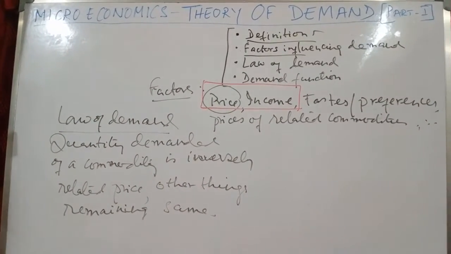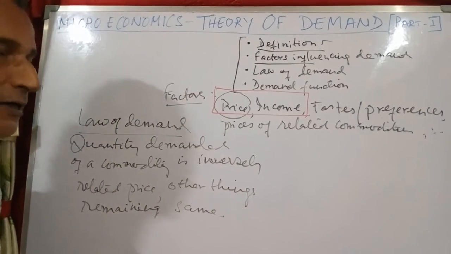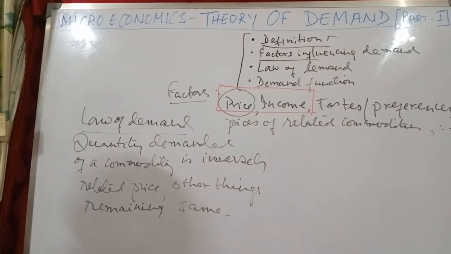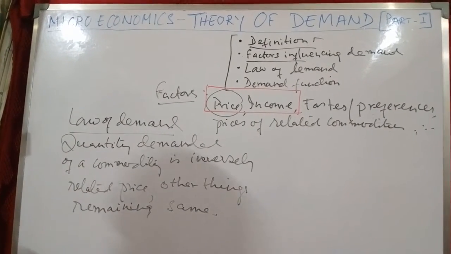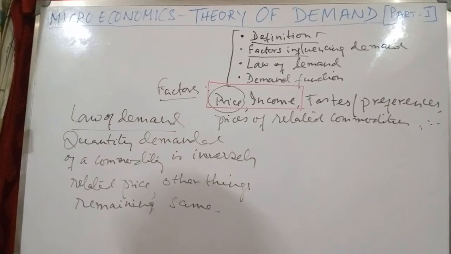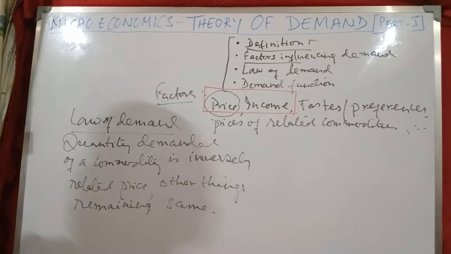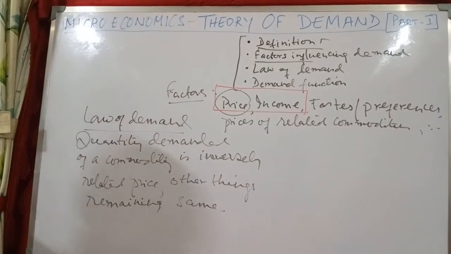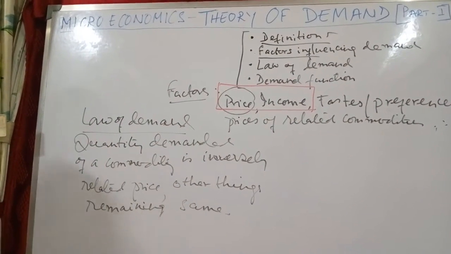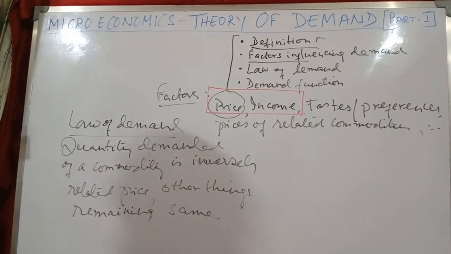That means price is the independent variable and quantity demanded is the dependent variable, and these two variables are inversely related. Because of this inverse relation between price of a commodity and quantity demanded of the commodity, the demand curve is downward sloping.